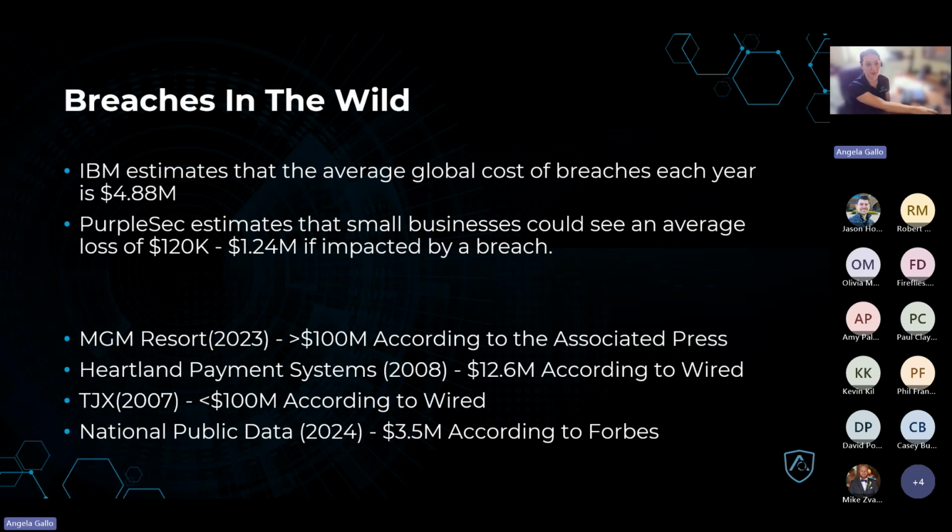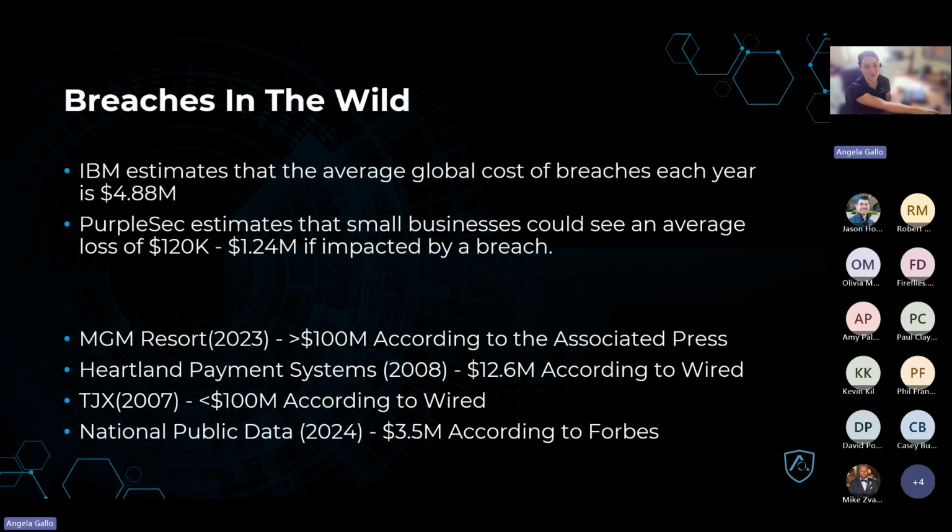PurpleSec estimates that small businesses could see a loss of 120K to 1.24 million if they're impacted by a breach. If we go back to that previous slide, that's the accumulated cost of those things that I mentioned in those bullet points. Real world examples are like MGM Resorts, right? They had $100 million worth of losses, according to the Associated Press, when their hotel system went down.